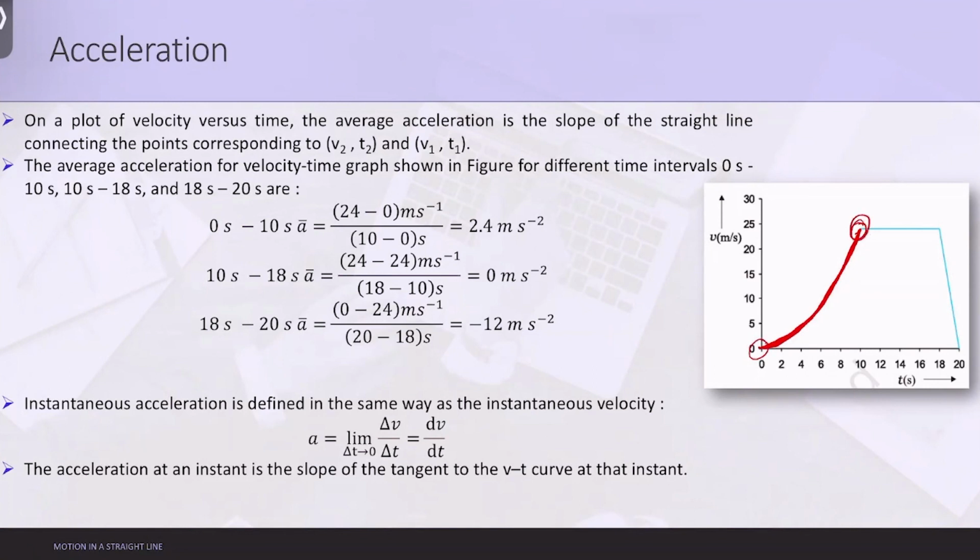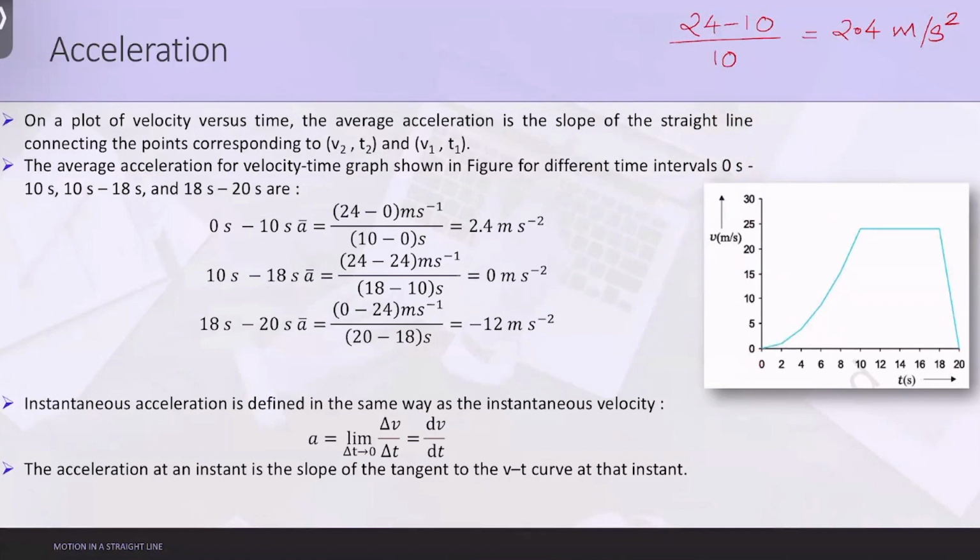So what is the velocity at this location? It is 24. Okay. What is the velocity at this location? It is 0, upon the time interval, that is 10. So what will be the answer? It will be 24 minus 0 upon 10, which will give you the answer as 2.4. What will be the unit? Please remember, it will be meter per second square or meter into s to the power minus 2. Okay. Moving on to the next.